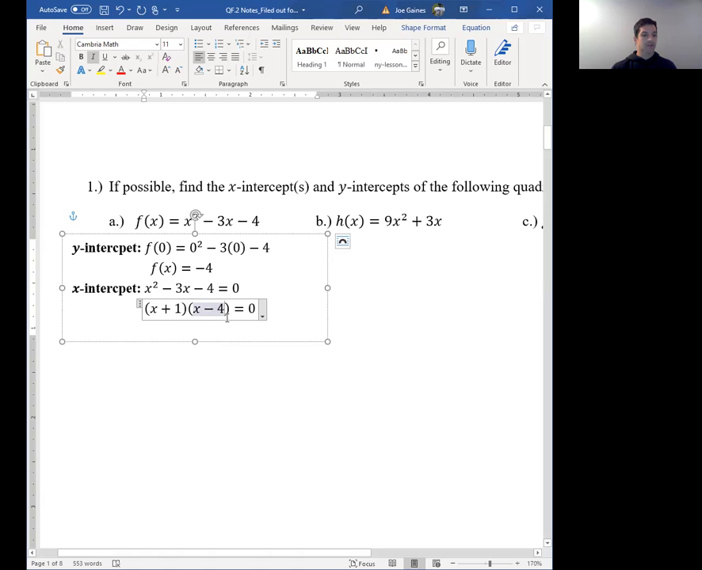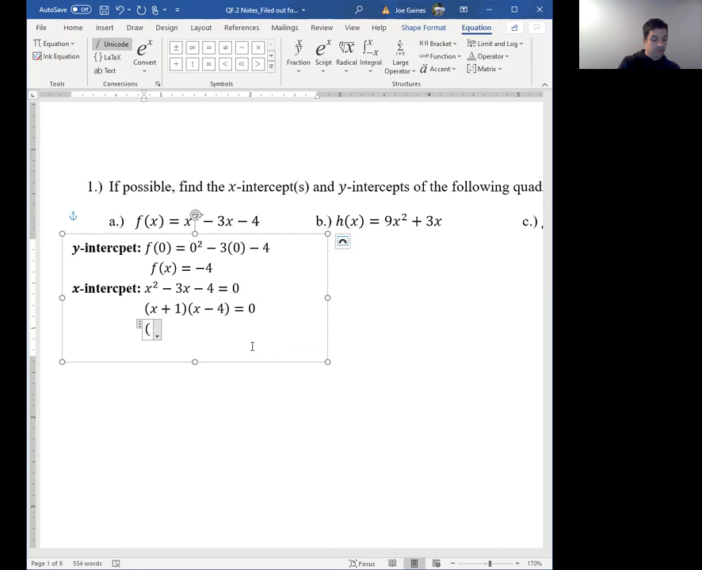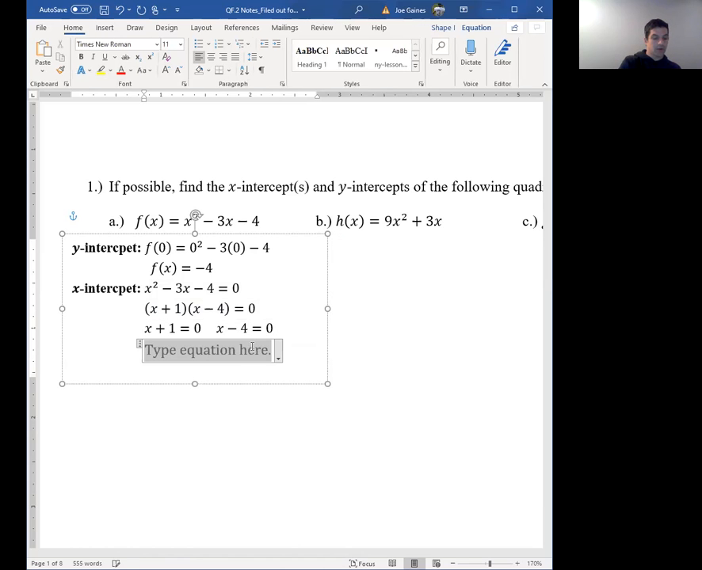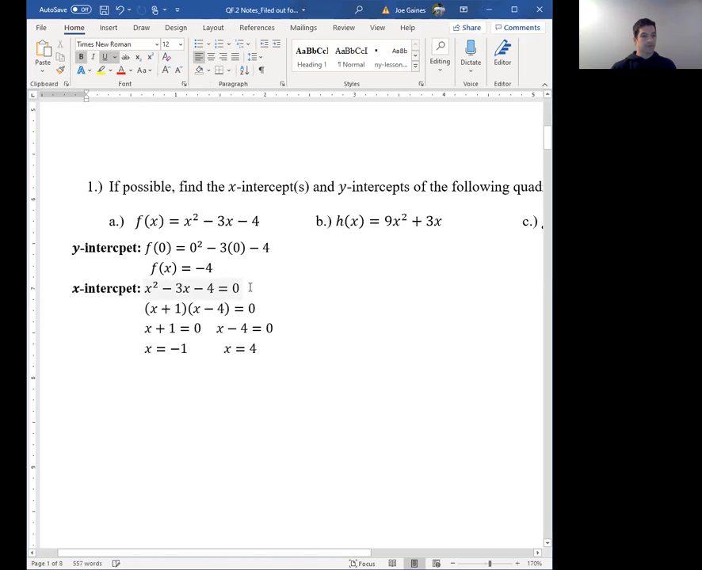So we can factor this equation, and then remembering the zero product property, we can set the factors equal to 0. So x plus 1 equals 0, and x minus 4 equals 0. We can solve those individually by subtracting 1 in the first to get x equals negative 1, and by adding 4 in the second to get x equals 4. So our y-intercept for this function would be negative 4. Our x-intercepts for this function would be negative 1 and 4.